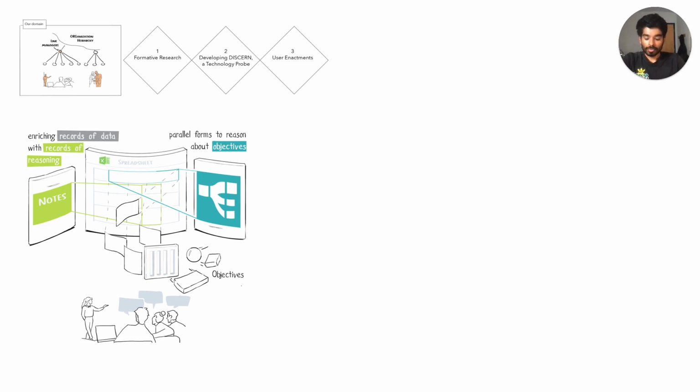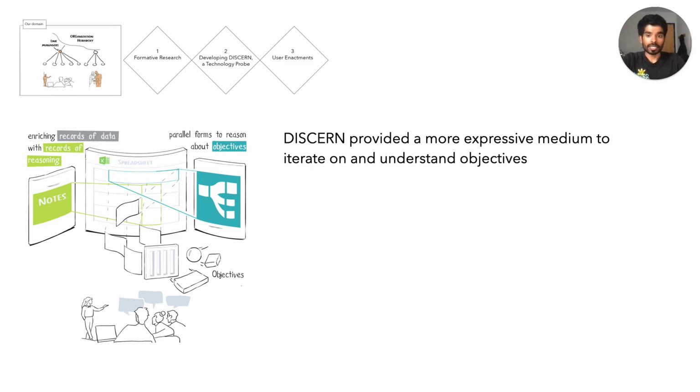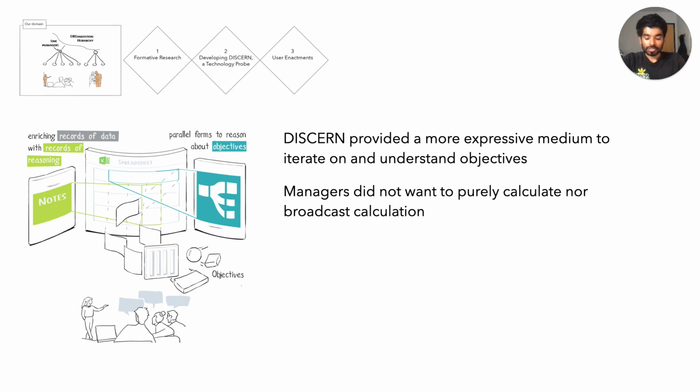Through this, we found that DISCERN provided a more expressive medium to iterate on and understand objectives. All participants mentioned they found it easier to express objectives using DISCERN than when just using spreadsheets. We found that managers did not want to purely calculate or broadcast calculation. Participants varied in their desire to perform and communicate objectivity or quantification. We found that fuzzily explicated objectives enabled compromise.